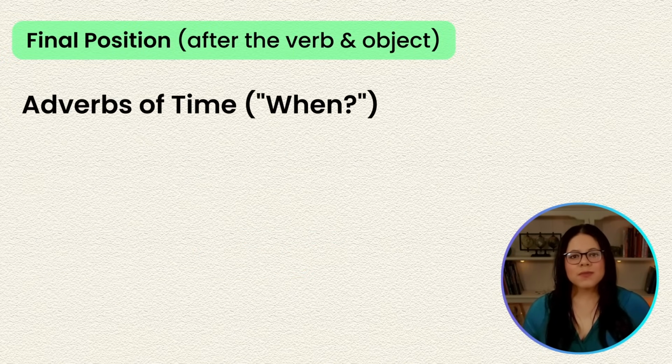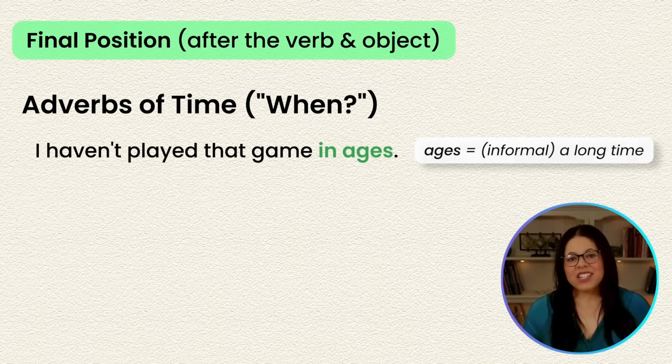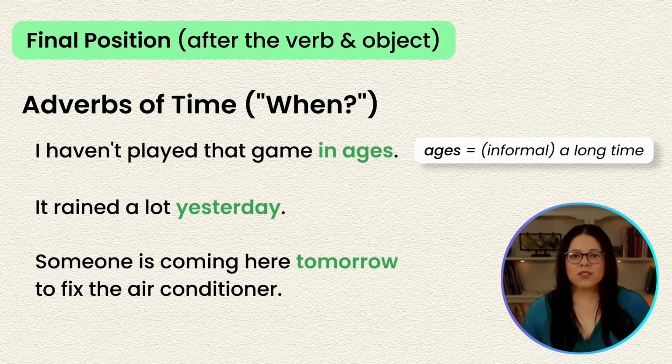Next, we have adverbs of time, which describe when something happens. I haven't played that game in ages. Ages is an informal way to say a long time. It rained a lot yesterday. Someone is coming here tomorrow to fix the air conditioner.